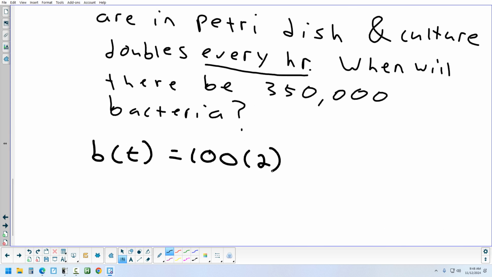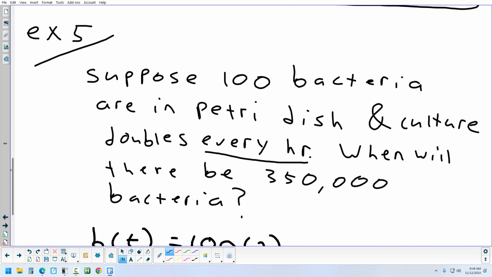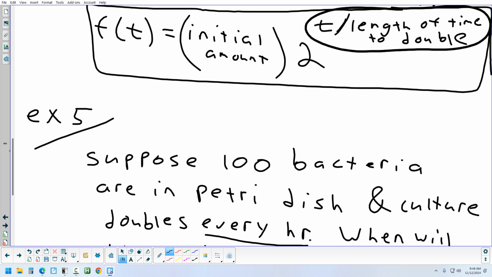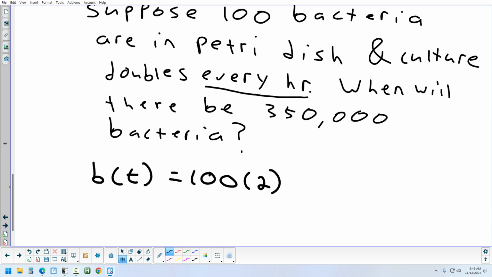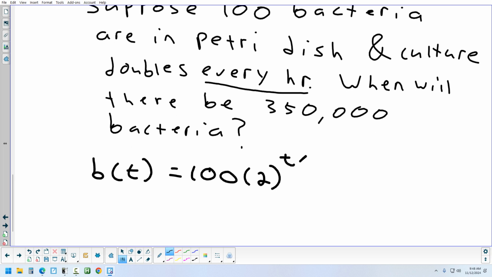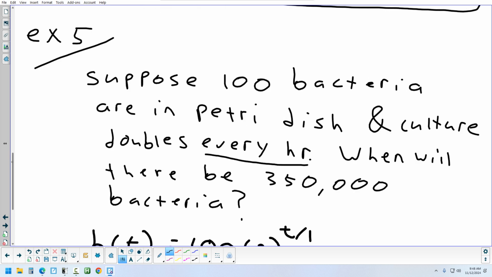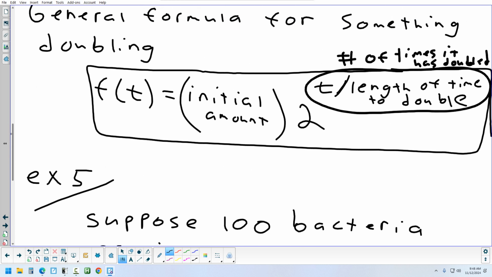Times 2. And what would my exponent be? It would be t divided by? 1, because the length of the time to double is every hour. So it would be t divided by 1. And I put divided by 1 just in case it wasn't divided by 1. You have to remember to divide it by the length of the doubling cycle, length of the time to double.